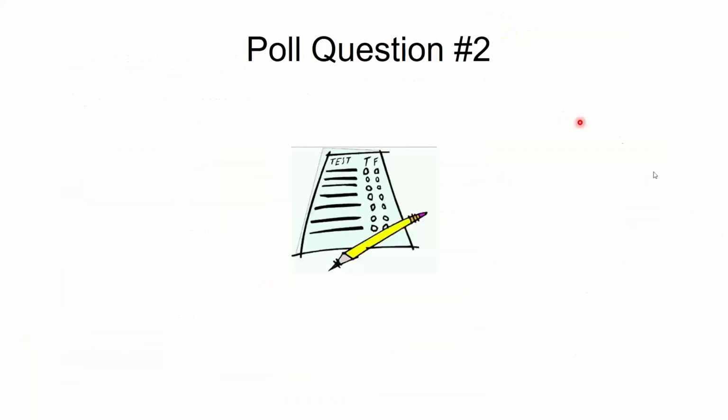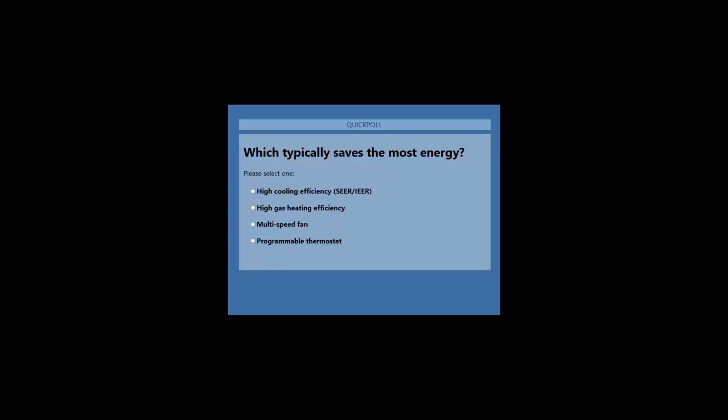All right, let's launch that second poll question because the poll questions are fun, at least fun for me. Which typically saves the most energy? High efficiency cooling systems, high efficiency gas heating systems, multiple speed fans, or programmable thermostats? While we're taking a look at that, if anybody has other questions they want to send in, please do so. I'd be happy to answer stuff.